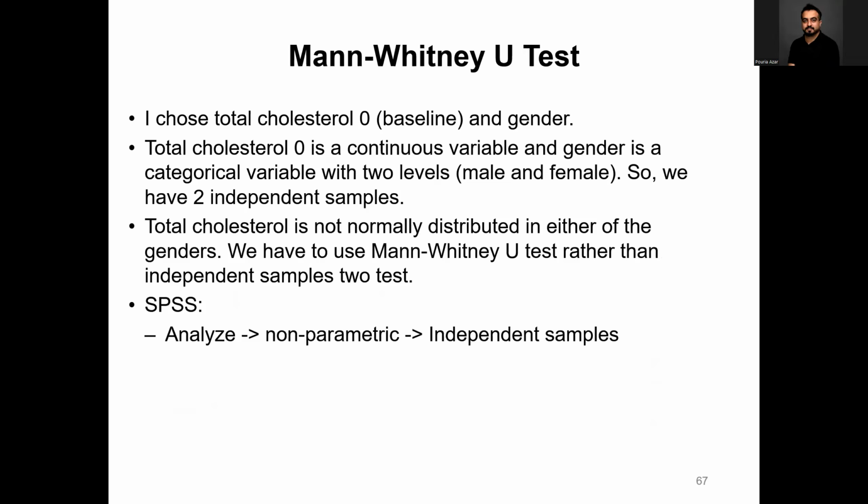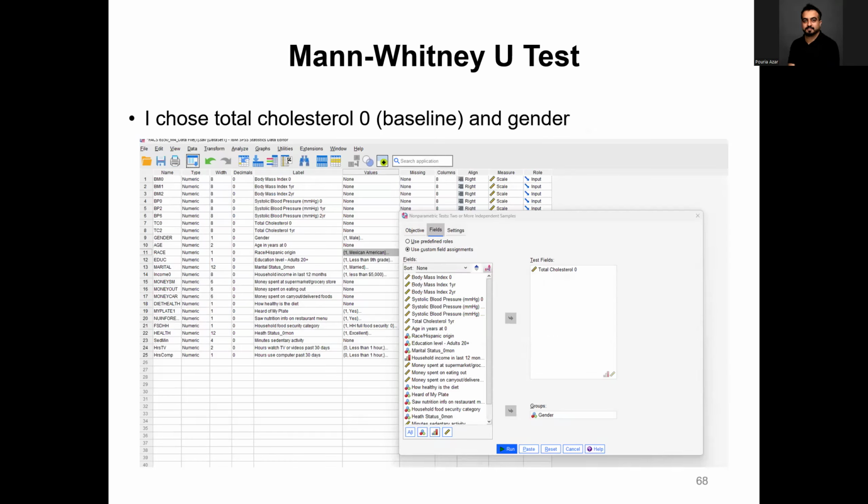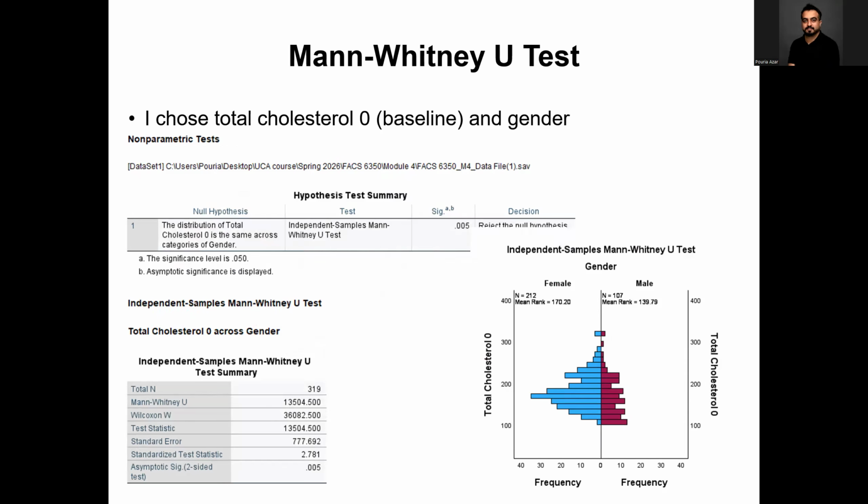So in SPSS, I would click on Analyze, then I find Non-parametric, and then I click on Independent Samples. This is what it gives me. So there's a table. I would drag and drop total cholesterol to the test field and the grouping variable at the bottom, which is my gender, and then click OK, and it provides me this output.